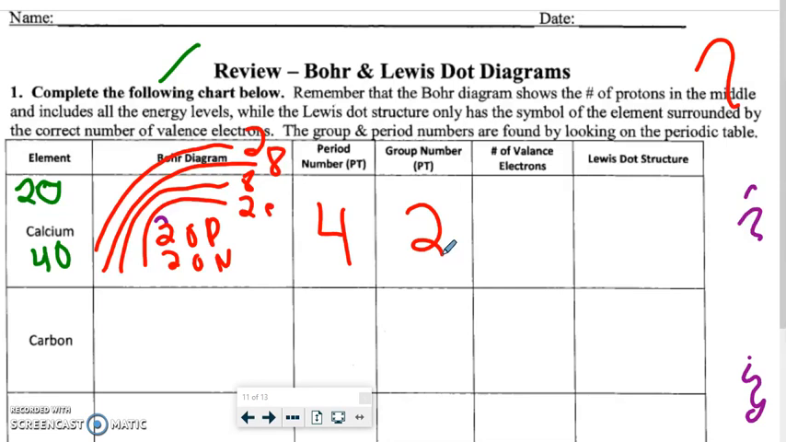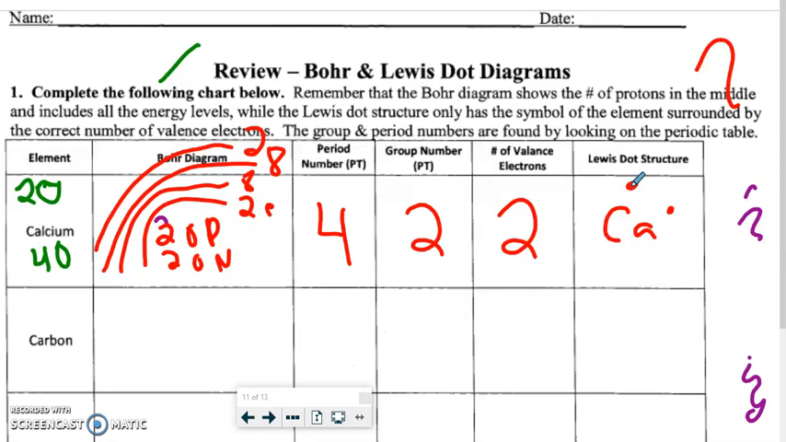If you count and put the electrons in, it should match. The period number should match how many energy levels or circles of electrons you have, and the group number should match how many electrons are on the outside. Okay, so if I'm in group 2, I have 2 valence electrons on the outside, and if I want to do a Lewis dot of this guy, I write the symbol for calcium, and I just need 2 little dots. Pretty cool. Okay, let's look at the next one.